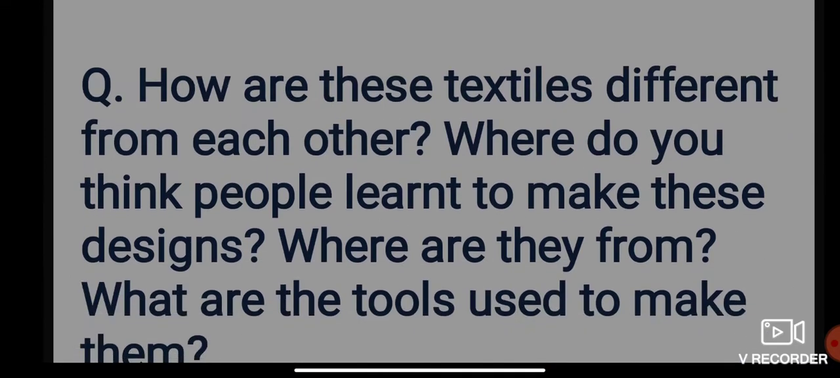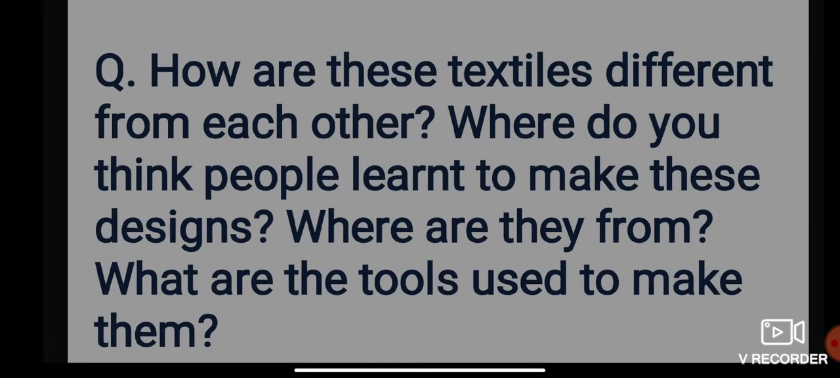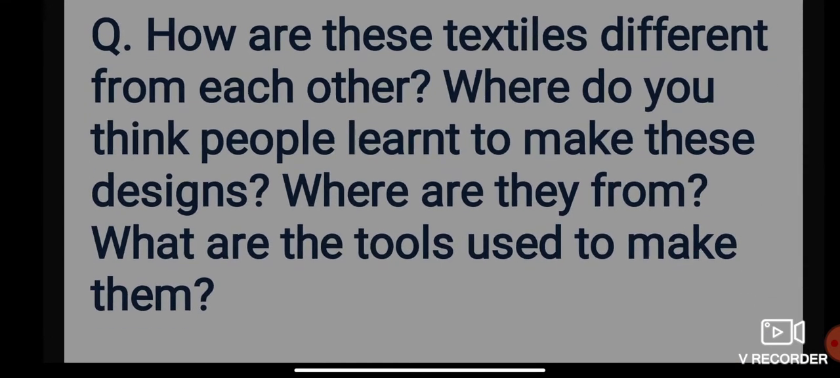So question here is, how are these textiles different from each other? And where do you think people learn to make this design? And where are they formed from? And what are the tools that are used to make them? Alright, talking about those textiles. Okay, so you please listen, okay?